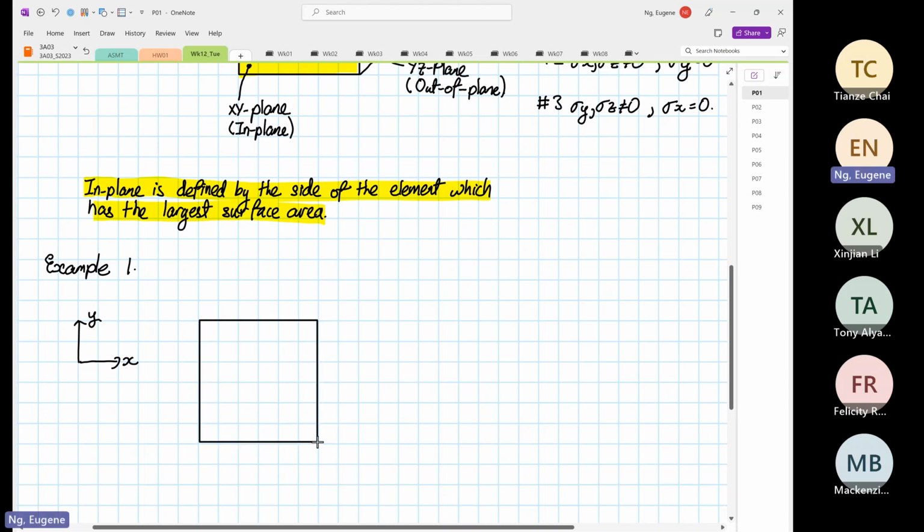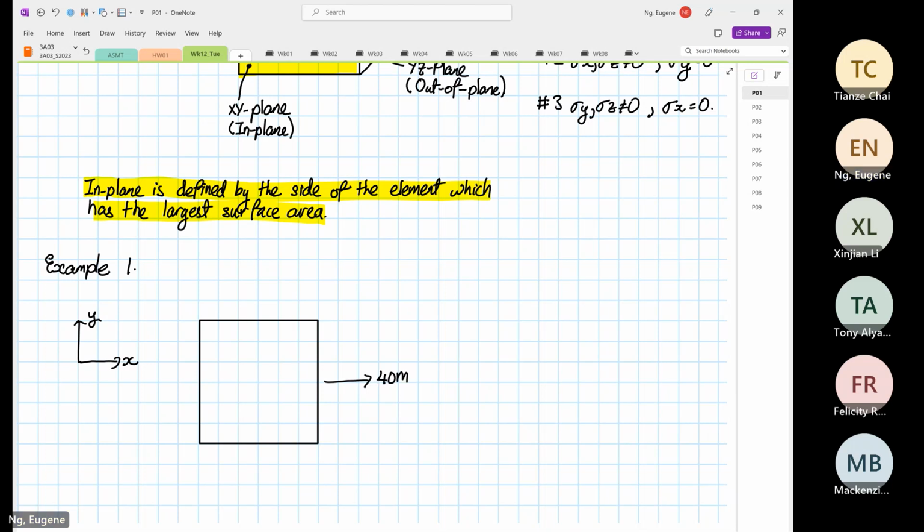Okay. So this area is the biggest area that we have drawn. This is our in-plane, our XY plane. For this case, we will have stresses in the X direction, and this is going at 40 megapascal. And then we have the other direction coming down, going at minus 80 megapascal.